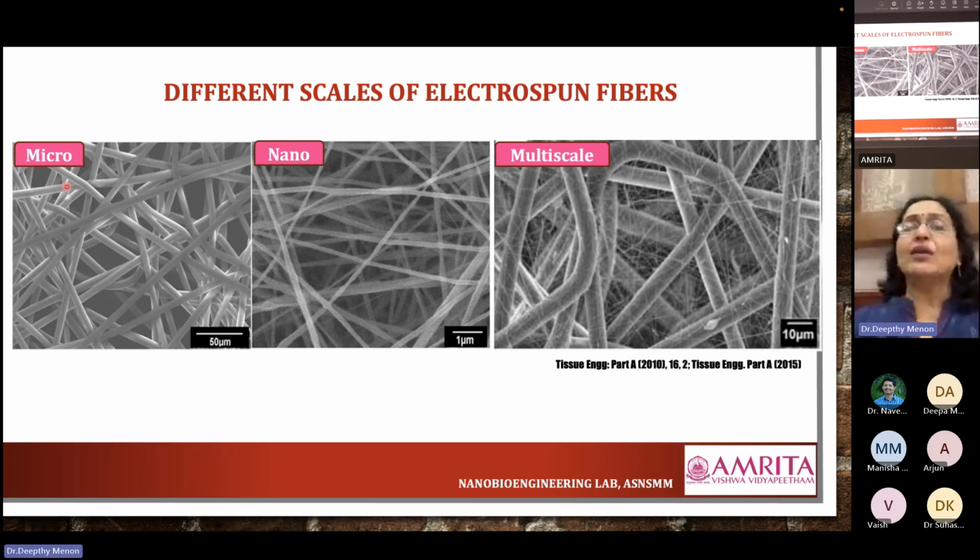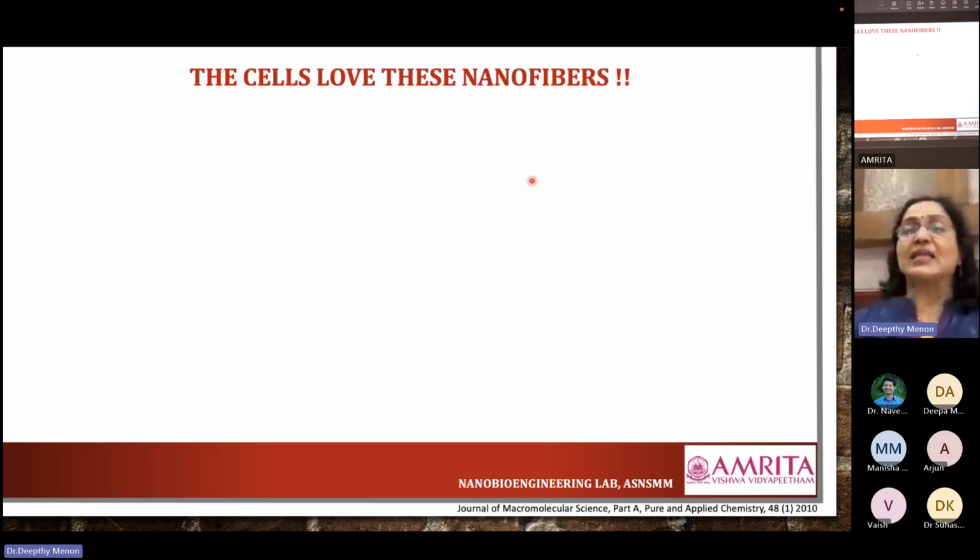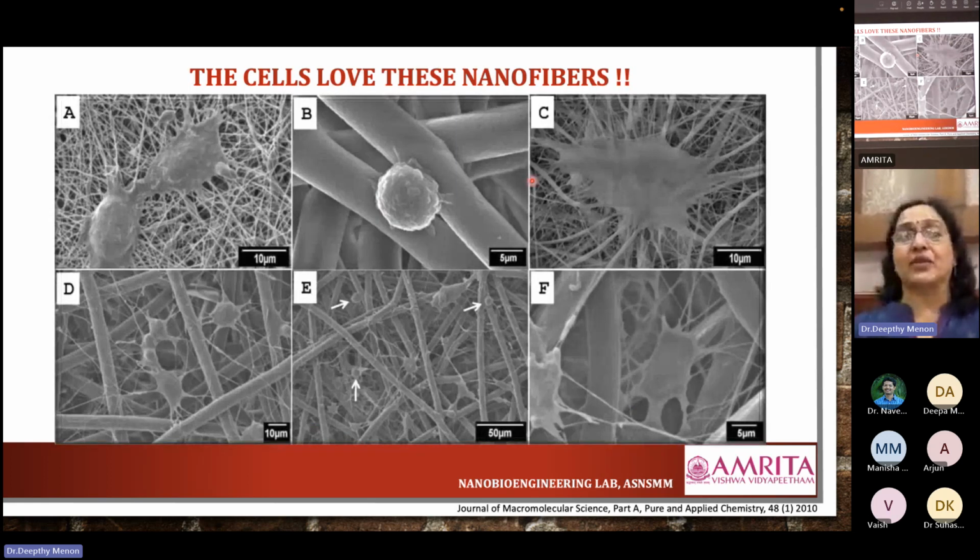Not only that, you can tune the parameters in electrospinning and get micron size fibers or nanoscale fibers, or you can even get multi-scale fibers. Whatever it is, the cells really love these fibers. You can see cells attach, they make multiple contact points. One cell makes multiple contact points with numerous fibers.